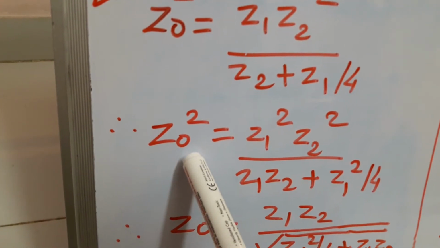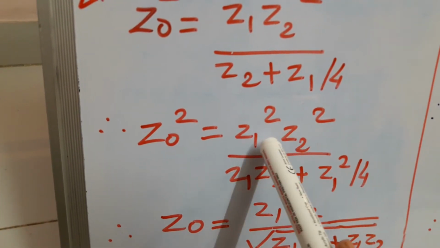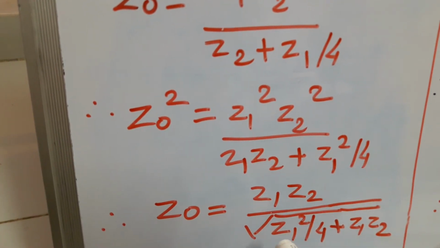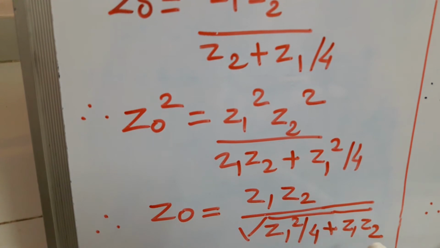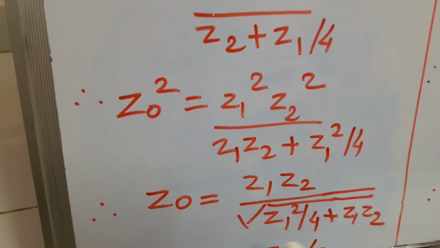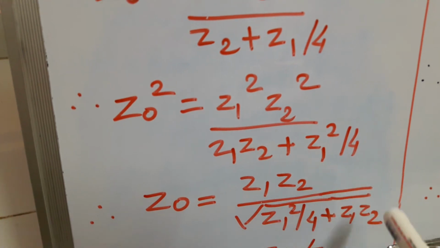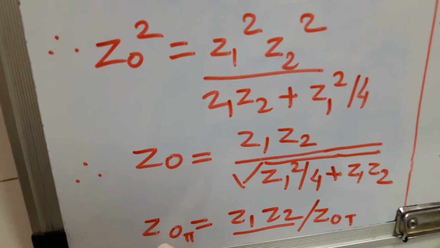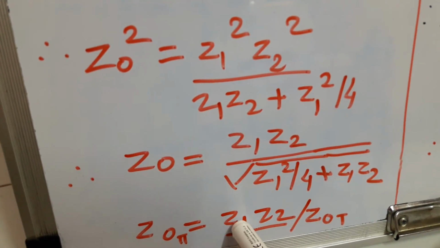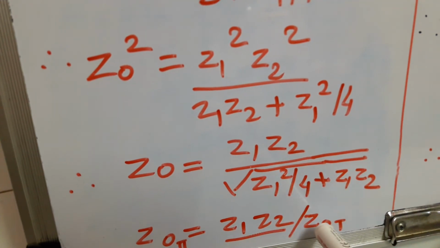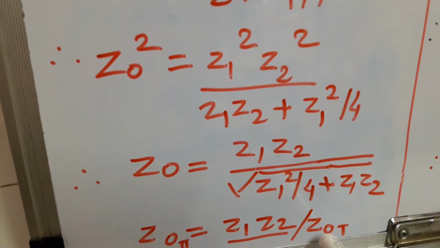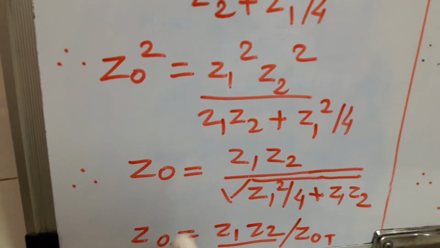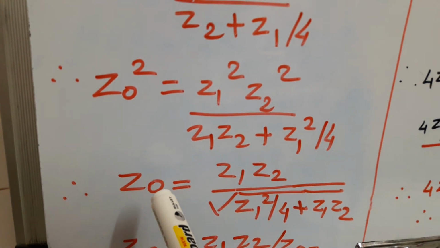We will have Z0 is equal to Z1 Z2, as there are square terms, so we will write Z1 Z2 in the numerator and in the denominator, under root of Z1 square by 4 plus Z1 into Z2. So if you observe carefully, this denominator is nothing but the characteristic impedance of the T network, symmetrical T network. So we can write Z0 of symmetrical pi network is equal to Z1 into Z2 divided by Z0 of symmetrical T network. Okay, in this way we can derive the characteristic impedance for the symmetrical pi network.